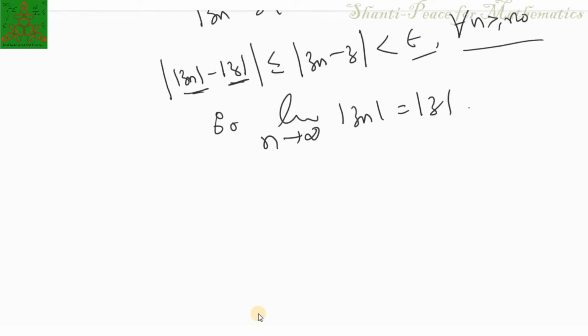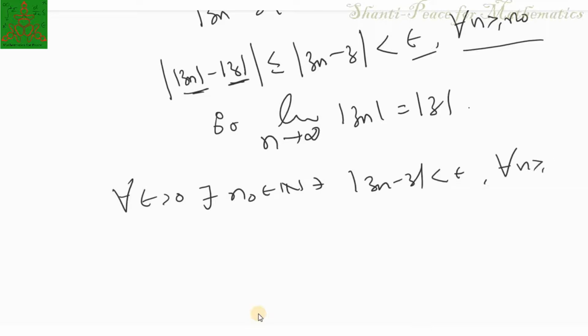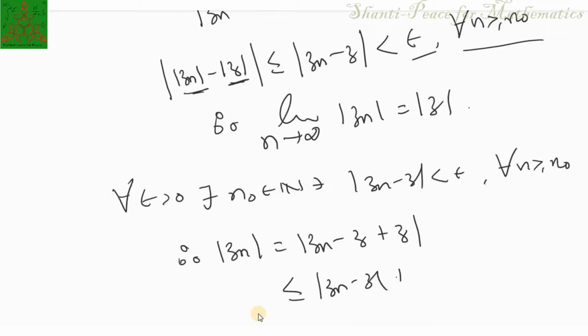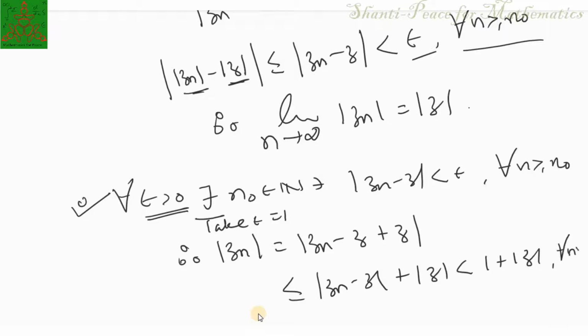The next one is to prove that Zn is bounded. For every epsilon greater than 0, there exists n0 belonging to N such that mod of Zn minus Z is less than epsilon for every n greater than or equal to n0. So I'll start with that. I'm just writing mod Zn as mod of Zn minus Z plus Z, adding and subtracting Z here. That we can write as less than or equal to mod of Zn minus Z plus mod Z. Since this statement is true for any epsilon greater than 0, I will just take epsilon as 1. So that will be less than 1 plus mod Z for every n greater than or equal to n0.